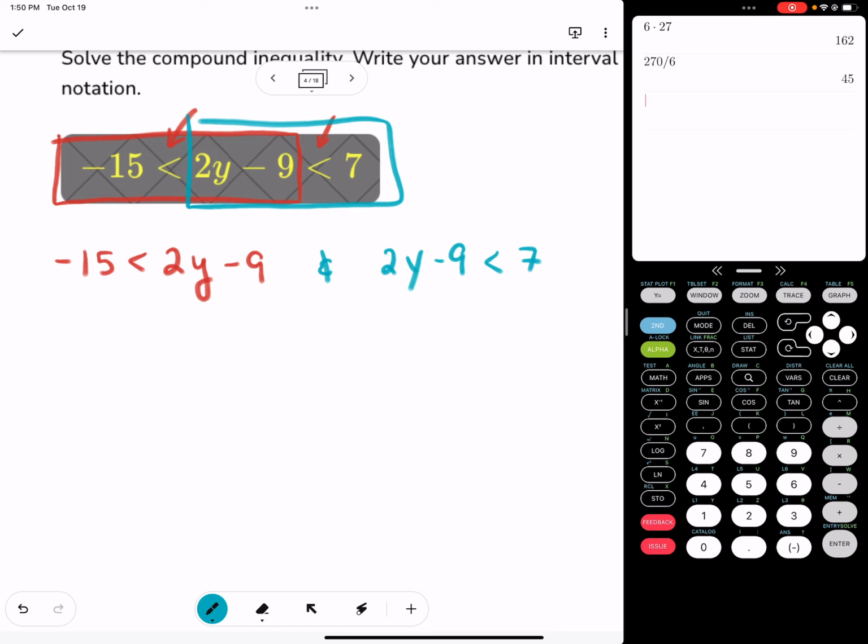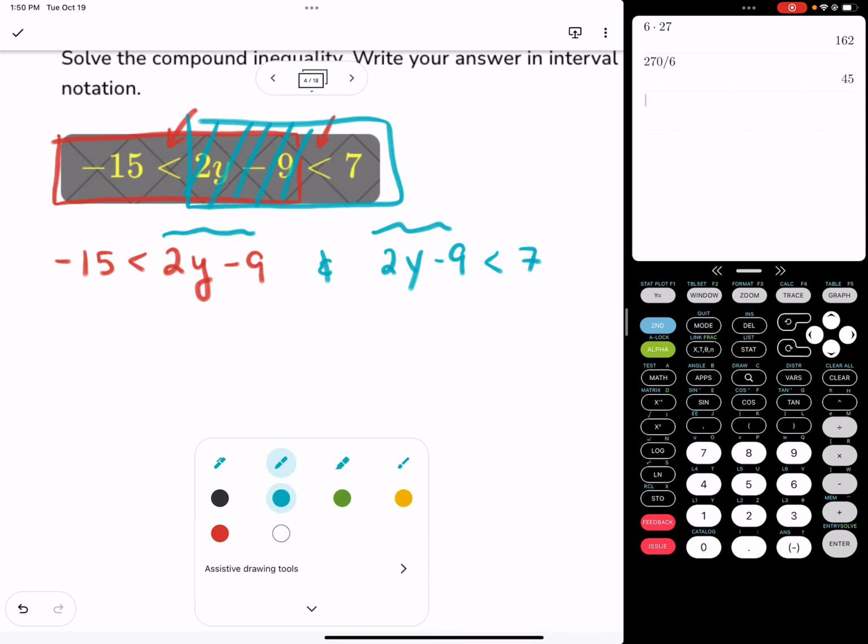So that 2y minus 9, this part in here, gets repeated. We have to use it twice because it's both less than 7 and greater than negative 15. Now we just solve those, keeping in mind that if you ever divide by a negative, flip the inequality. Since I'm getting the y alone, I'm going to move the 9.